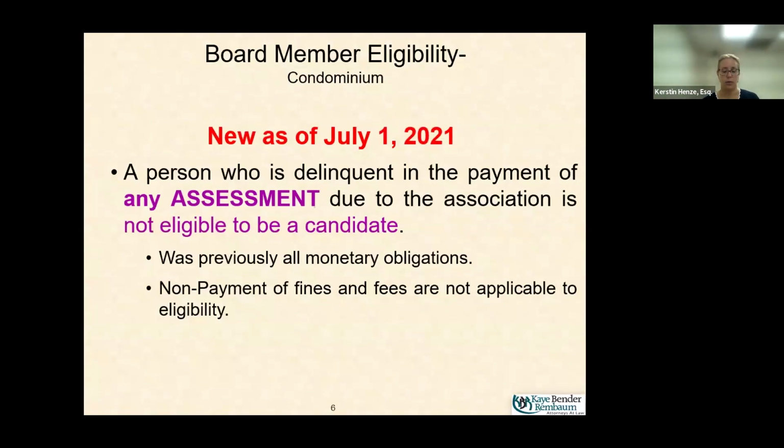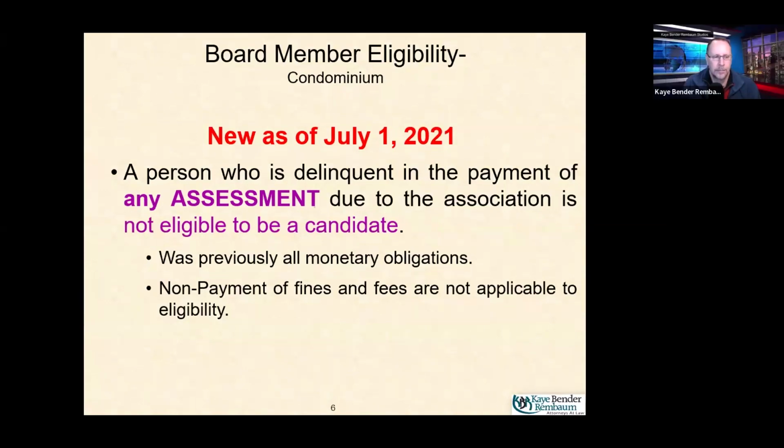Now, in the statute, one eligibility requirement is that a person who is delinquent in the payment of any assessment due to the association is not eligible to be a candidate. The statute was amended in 2021. It used to say that any owner or any person who's delinquent in any monetary obligation would not qualify, okay? But that was changed from monetary obligation, which includes attorney's fees, costs, interest, unpaid fines. It was changed from that to now say assessments.